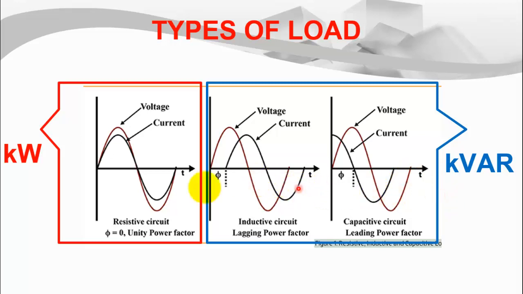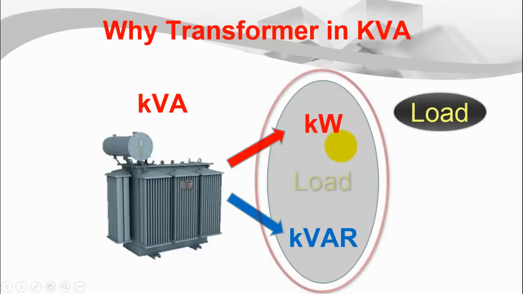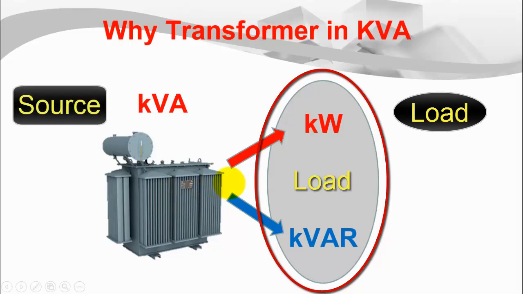But you can see that we have different types of load that can consume different types of power. Since we have different types of load that can consume active power or reactive power, a transformer, which is a source that delivers the power, must be rated in kVA so that the consumer can know how much active and reactive power he can draw from the transformer. This is the main reason why transformers are rated in kVA.